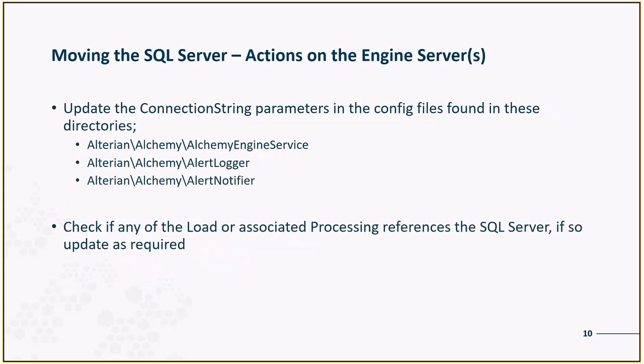And then moving on to the engine server, pretty much the same thing. We need to find the connection string parameters in the config files for these services, the Alchemy engine service, alert logger, and alert notifier. When on the engine server, you probably should check your load or associated processing for any direct references to the SQL server, which will need updating, of course.